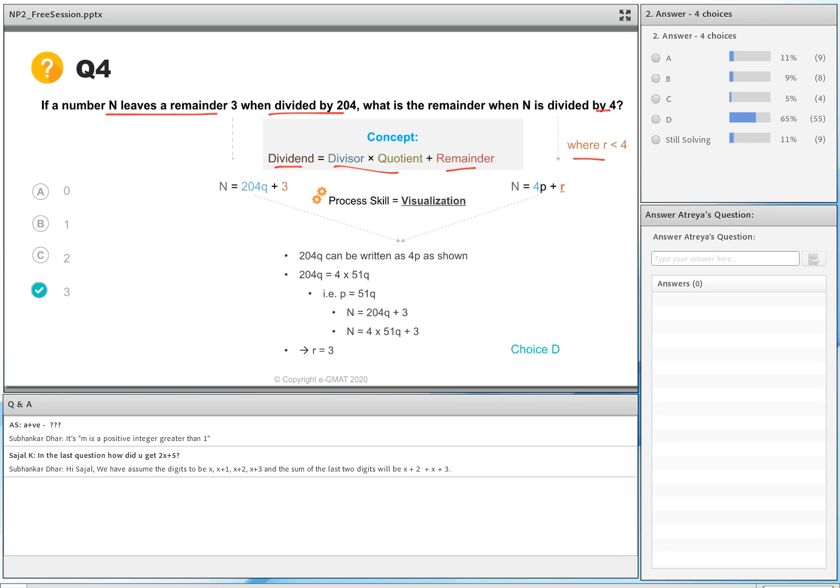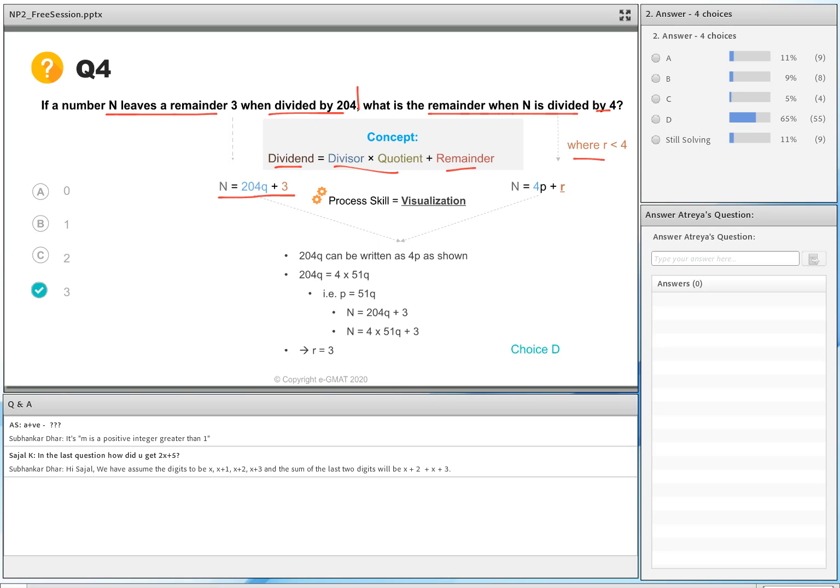After reading this part of the question, I try to formulate this information into a mathematical expression, right? So n leaves a remainder of 3 when divided by 204. So the remainder is equal to 3 when the divisor is equal to 204. So I write the value of n to be equal to 204 times q, where q is the quotient, plus 3, where 3 is the remainder. Now, the first part of the question statement is written down as a mathematical expression. What about the second part? I need to find out what is the remainder when n is divided by 4.